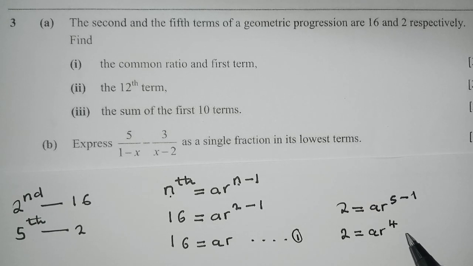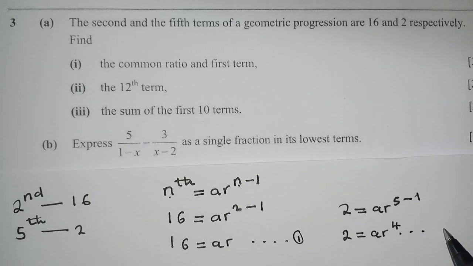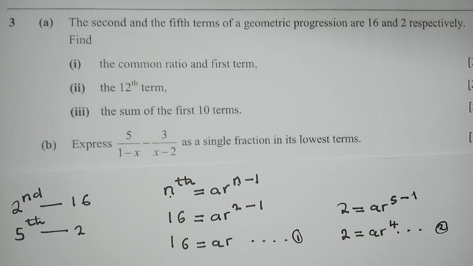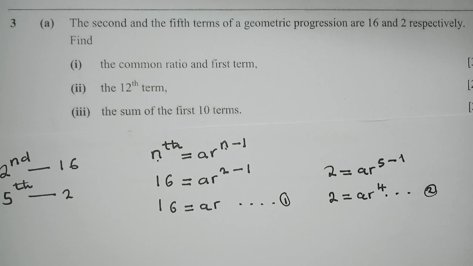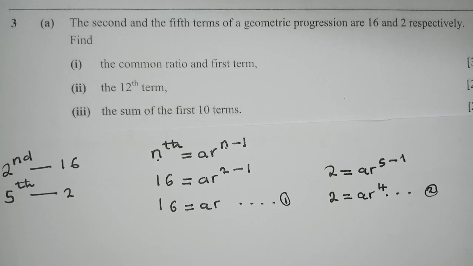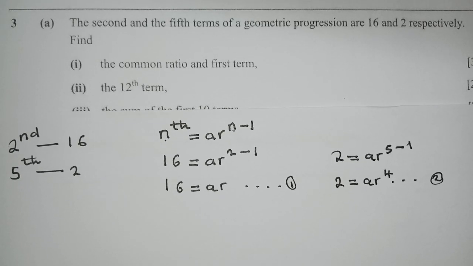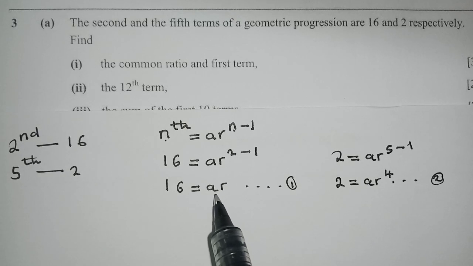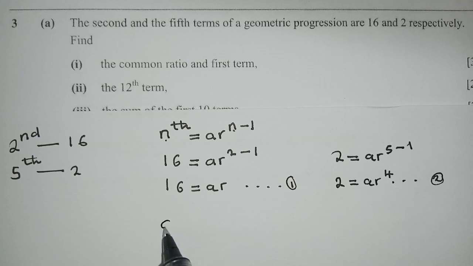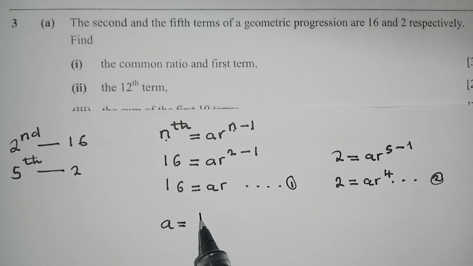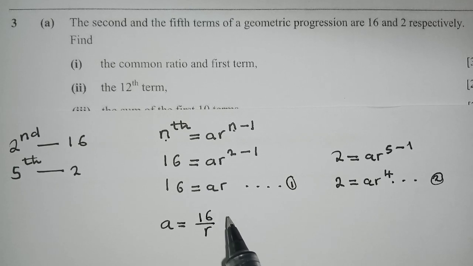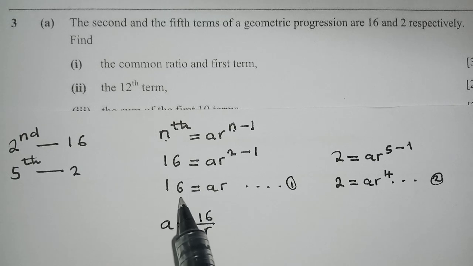We have something like this. So we call this our equation 2. Now, from equation 1, because equation 1 looks easier to work with, we can get r, divide it to both sides, and we remain with a. So a is equal to 16 over r. We have divided r here and r here. So this is what we will remain with.